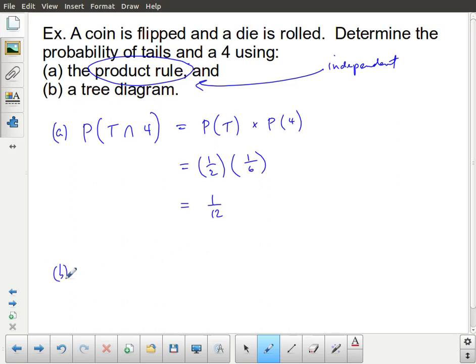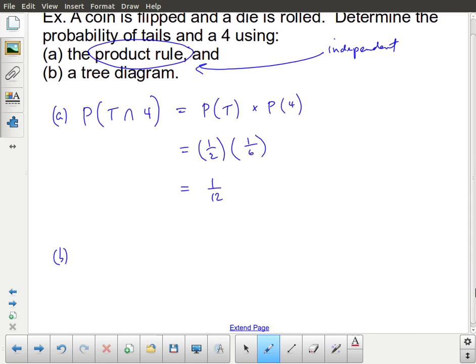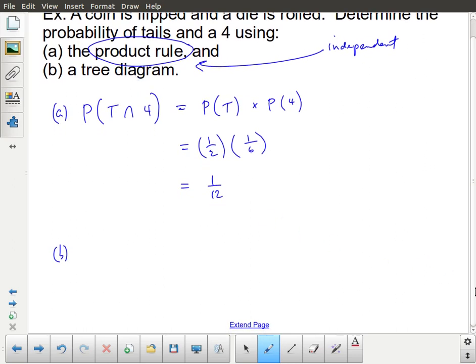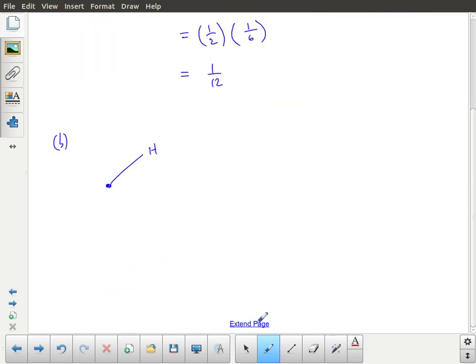Tree diagrams are something that we've also looked at in the past when we were looking at counting techniques, and it can be applied here. So a tree diagram, actually there's a couple of ways I want to show you that we can make use of a tree diagram here. So let's start off with, first we're going to flip a coin. So when we flip the coin, we could end up with heads or tails.